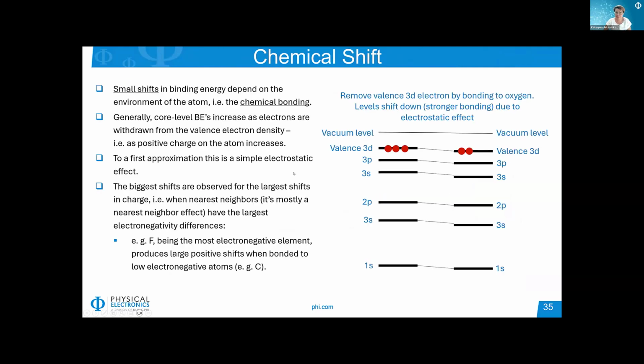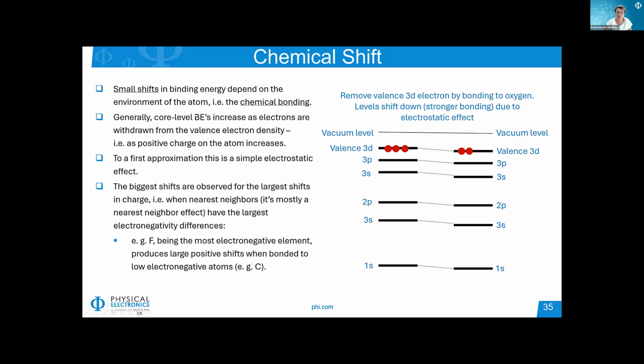So we are really taking advantage of chemical state sensitivity in XPS. Whenever an electron is participating in chemical bonding, a valence electron, due to electrostatic effect, it propagates and affects all of the other core levels. And we have databases that allow us to identify what the chemical shift is due to, and what chemical environment it can be.